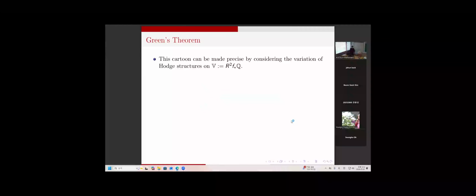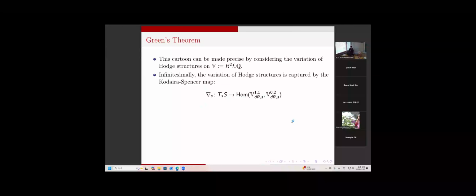So this cartoon can be made precise by considering the variations of Hodge structures for an actual family over C. Infinitesimally, the variation of Hodge structures is captured by the Kodaira-Spencer map. Once you have the variations of Hodge structures, you can write down this map. But let me give a more concrete geometric description of this map.